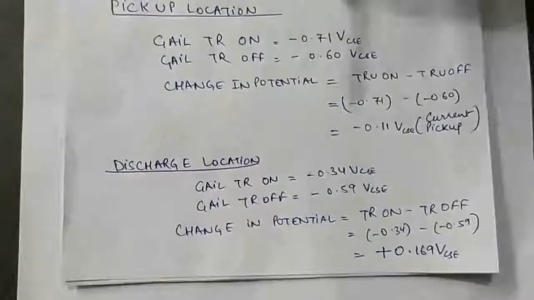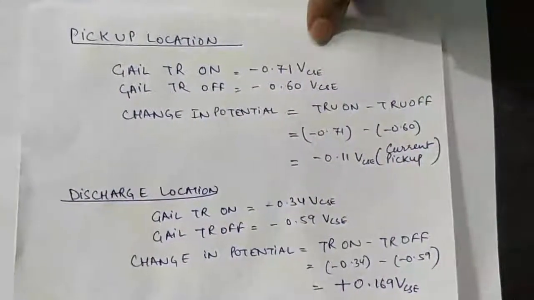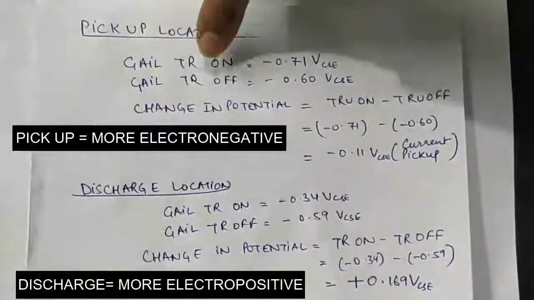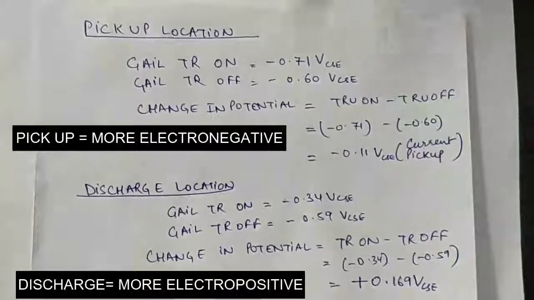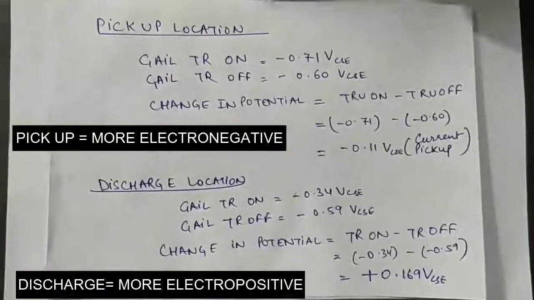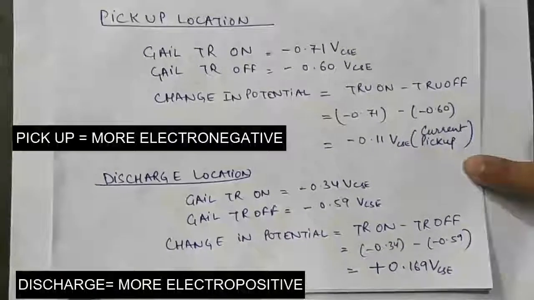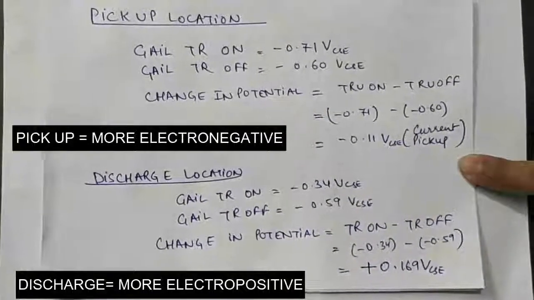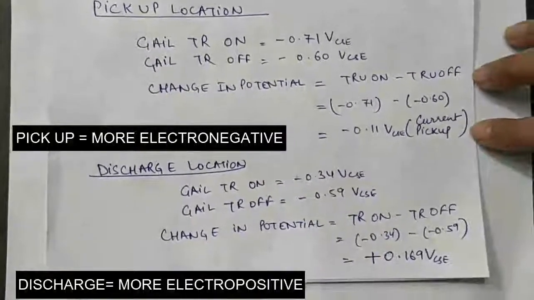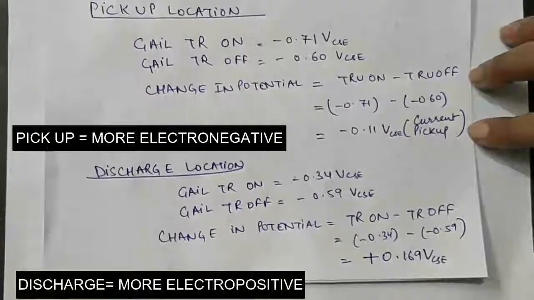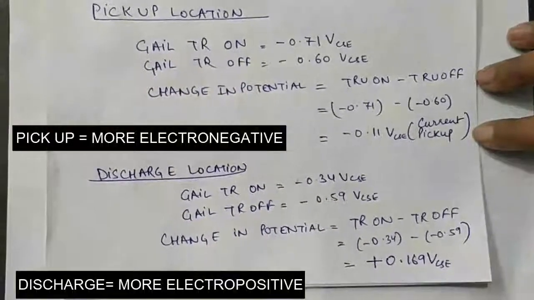At the pickup location, when the GAIL TR unit was on, we were getting a value of minus 0.71 volt. When the GAIL TR unit was off, we were getting a value of minus 0.60 volt. Now the change in potential, that is TR unit on value minus TR unit off value, shows us a negative value which indicates that the current is being picked up. So the location that we had shown you for current pickup, which was nearer to the anode bed, shows that at this location current is getting picked up.